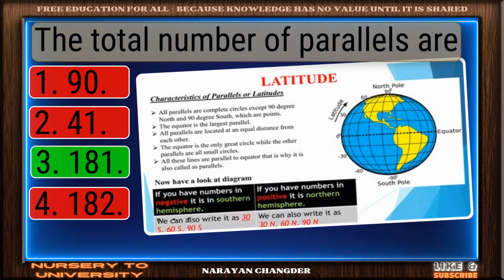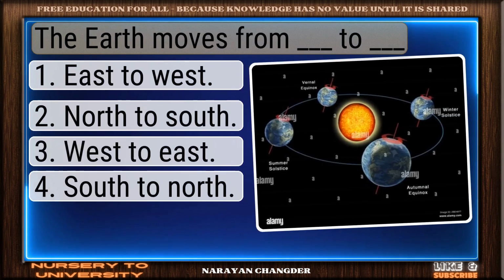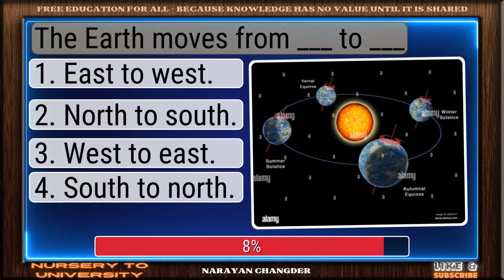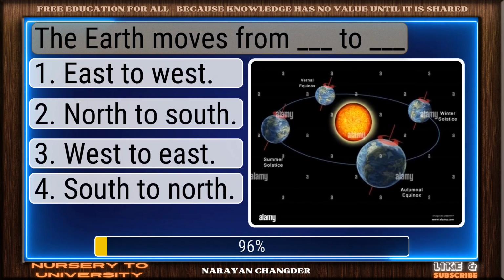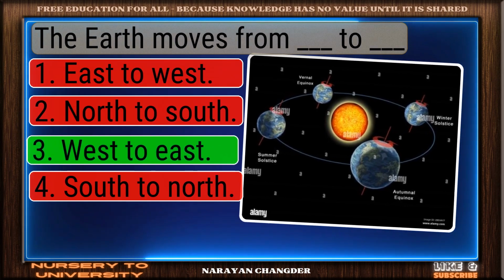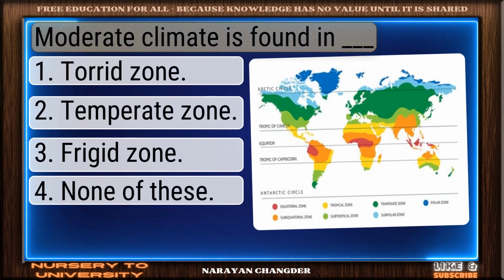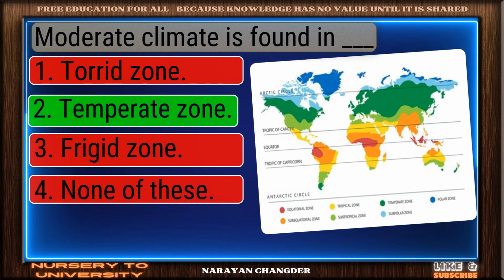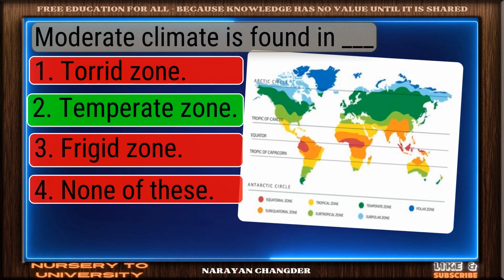Perfect. 181 is the correct choice. The Earth moves from dash to dash. Correct response. West to east is the most accurate answer. Moderate climate is found in dash. Right choice. Temperate zone is the best answer.